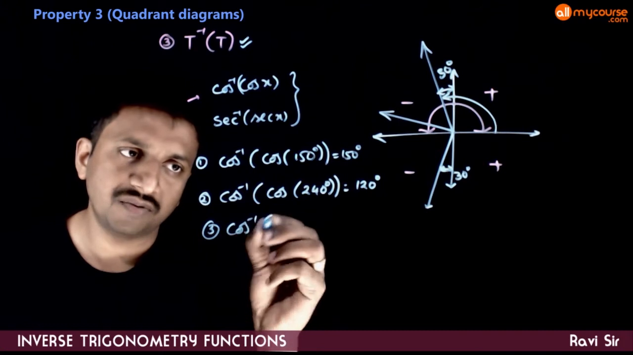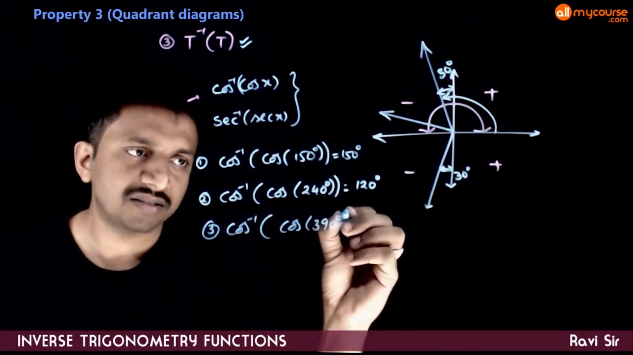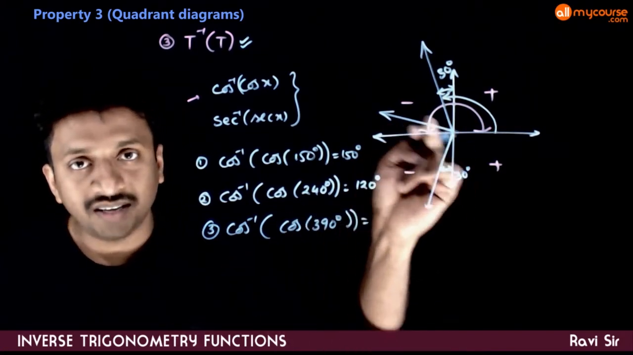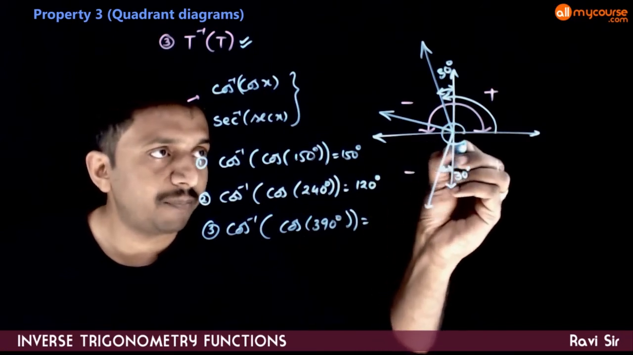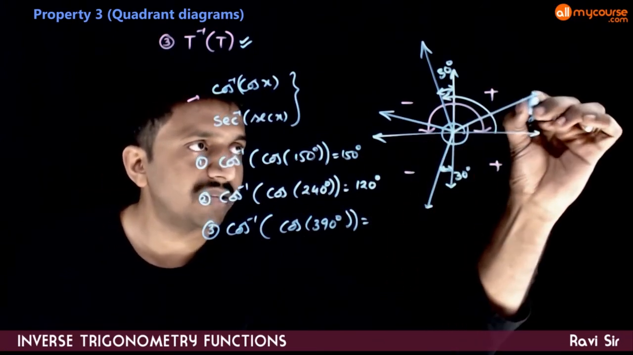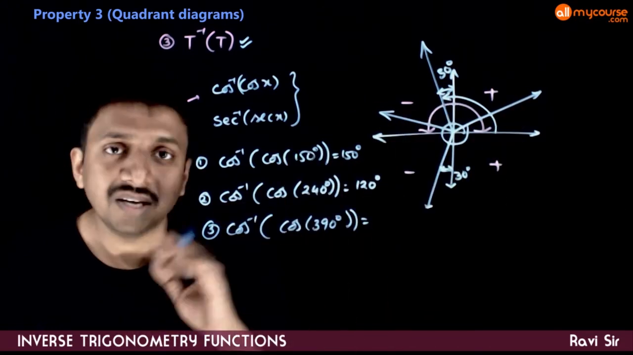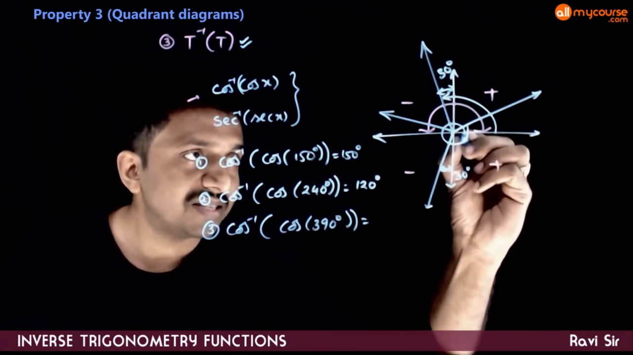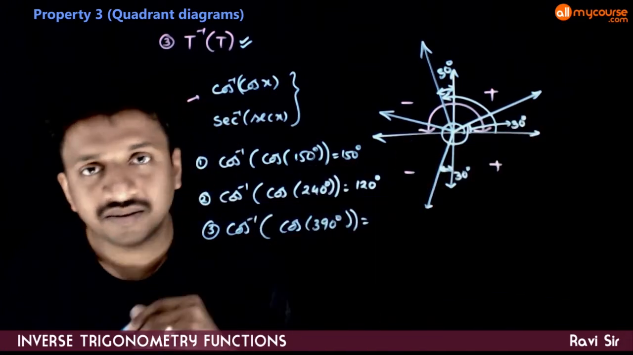What is cos inverse of cos 390 degrees? So plot 390 degrees, the corresponding ray. So 360 plus 30. The ray looks something like this. So this is the ray corresponding to 390 degrees. So this is 360 plus this extra angle, which is 30 degrees.